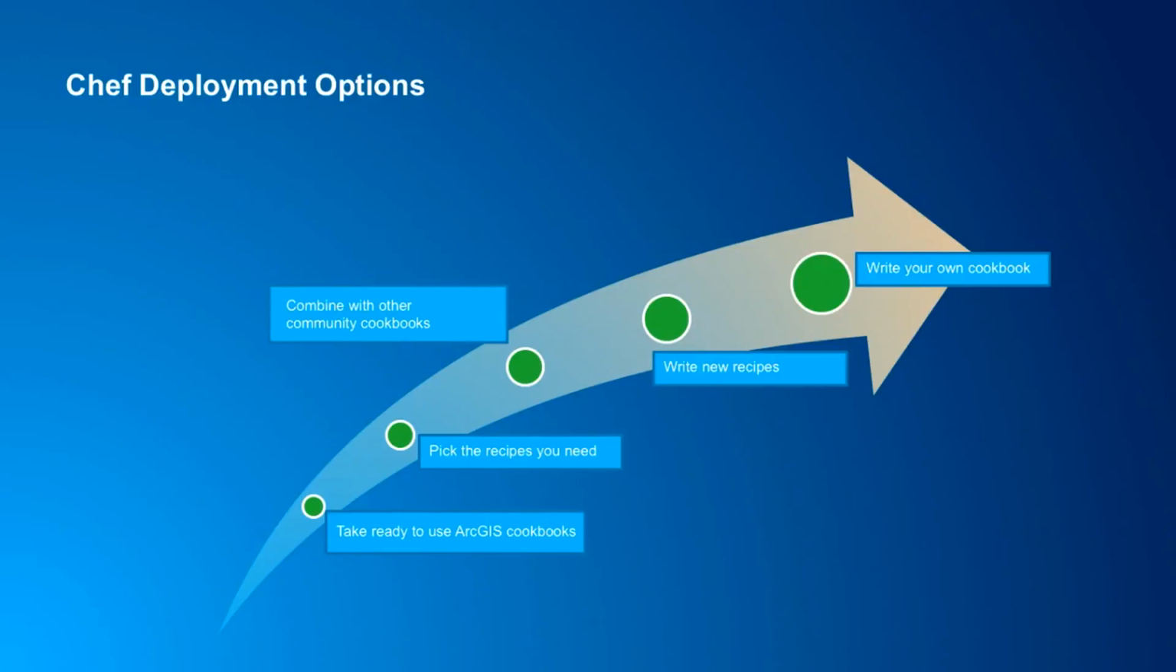And you can write new recipes, right? We start to have people write and contribute back. And of course, you can write your own whole cookbook. Hopefully, you don't need to do that because we write the code already. You can just take the code, and you can just define the property. That's the good part, right? We write the code, and you decide how you want to configure it.